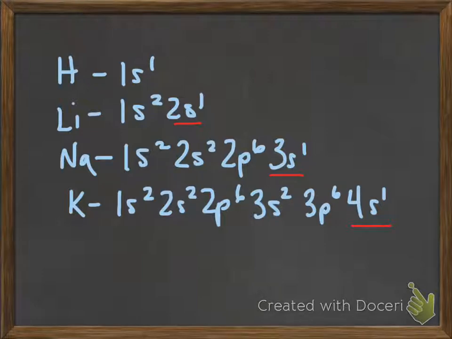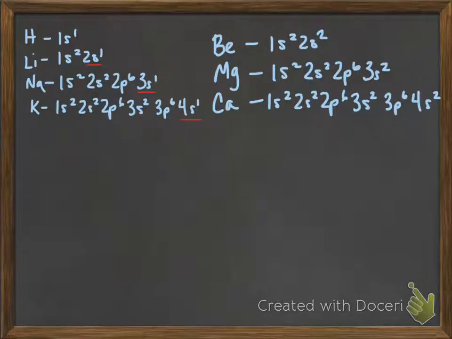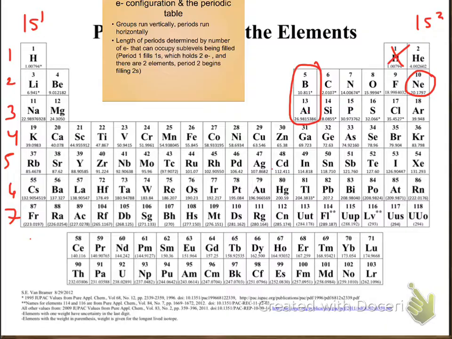Oh, well, that's cool. Now go ahead and write the electron configuration for beryllium, magnesium, and calcium. What do you see? Well, again, the highest main occupied energy level, it's the same as the period. Okay, this is good. Do the same thing for boron and aluminum. Go ahead, pause the video.